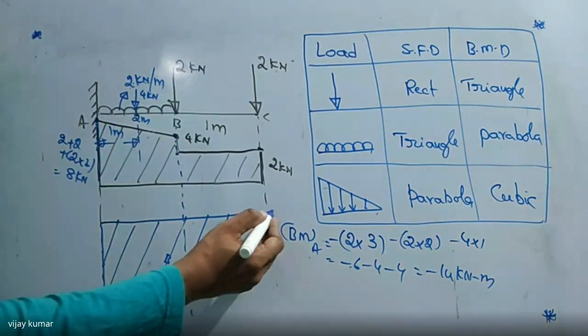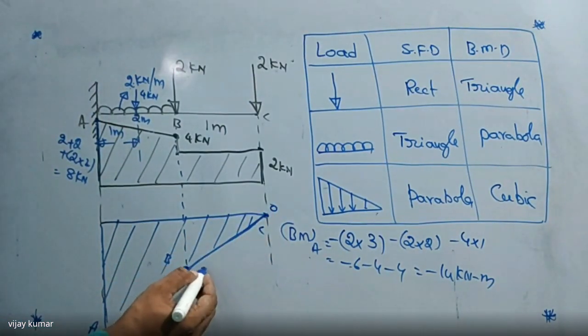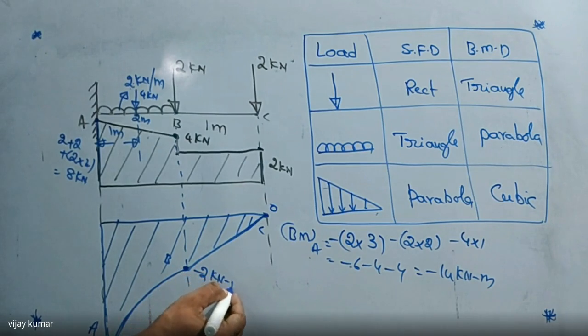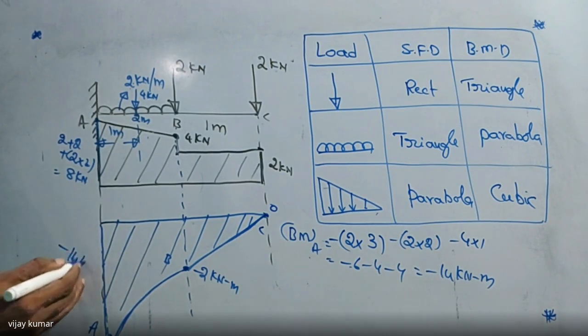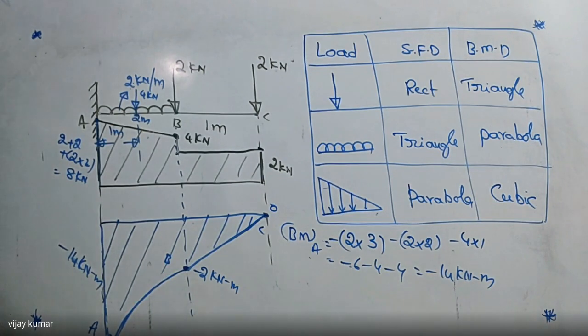What is this value here? 0. And what is this value here? Minus 2 kilonewton meter. And what is this value here, at point A? At this point we are getting minus 14 kilonewton meter as the value. Did you get it? Right. So this is the way of drawing the shear force and bending moment diagram.